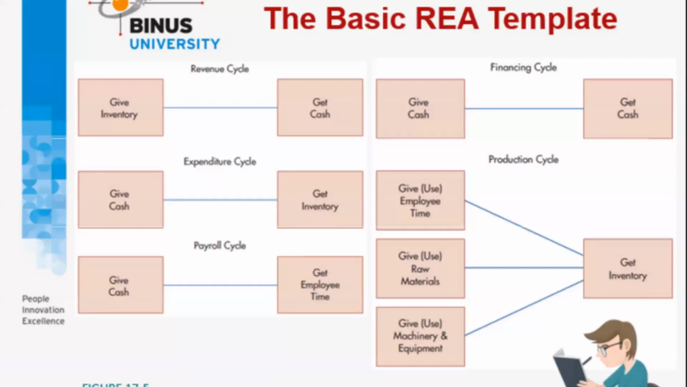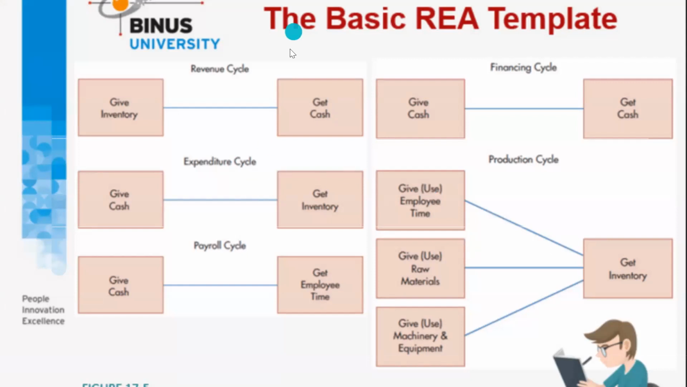Okay, now about the basic REA template. It is connected to the business process cycle. In the previous video, I already explained to you about business process cycles. There are five cycles. As I told you, they are revenue, expenditure, payroll, financing, and production. Now I'm going to tell you about the connection and relation to the REA data model diagram.